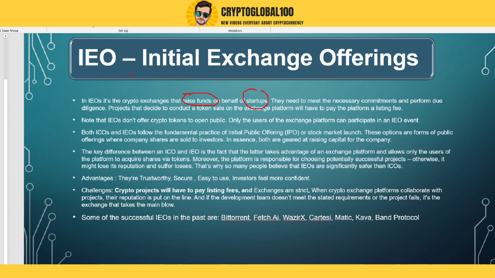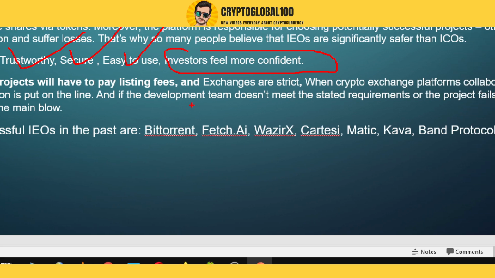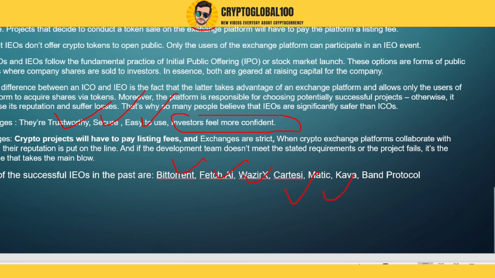But in initial exchange offerings, basically the coin gets listed on the exchange. So when it gets listed on the exchange, the exchange has to cross verify all the information. So that is why the IEOs are basically trustworthy, they are secure, they are easy to use, and investors feel more confident. And some of the successful IEOs in the past are, let me show you here, the BitTorrent, Fetch, WazirX, all the tokens, Matic, GALA, and the Mina Protocol.